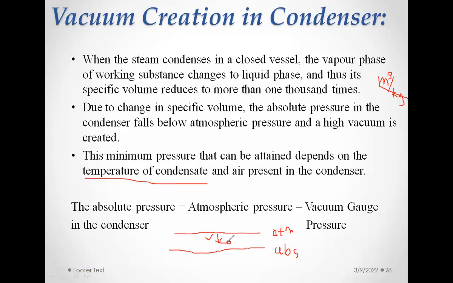How to calculate pressure at this point? Absolute pressure. Sorry, what is the total pressure at this point? Atmospheric pressure minus vacuum pressure. This much minus this much, you will get this much, and this much is absolute pressure at this point. So that formula is given. Absolute pressure in the condenser is atmospheric pressure minus the vacuum gauge pressure. Whatever vacuum gauge pressure is measured, if you subtract it, you will get the absolute pressure.